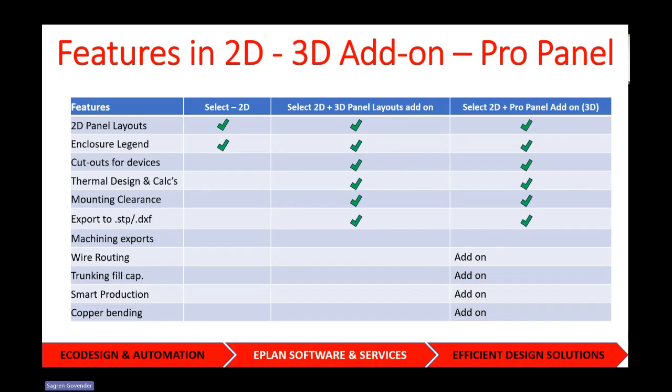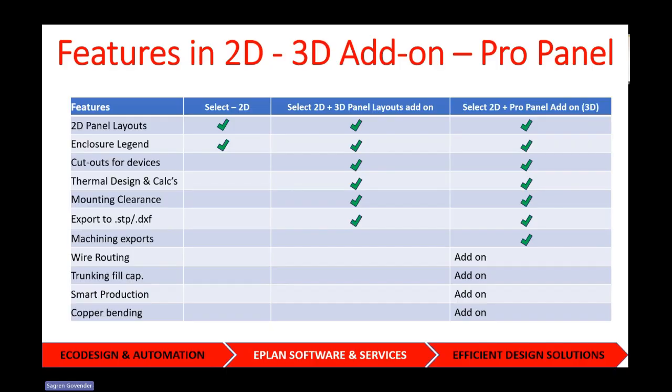So this is where it starts to get a little bit different. If you want to export your data to machining, in other words, a Perforex machine or an NC DXF output for cutting out or machining your gear trays, your side panels for your aircon and so forth, you would need the Pro Panel add-on for that.